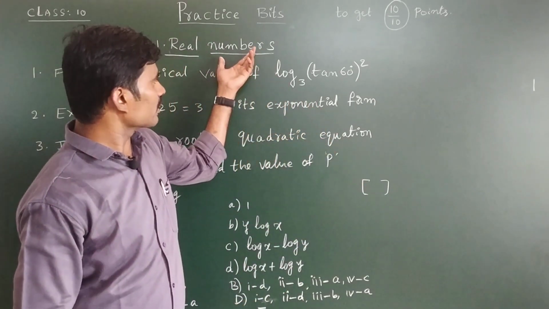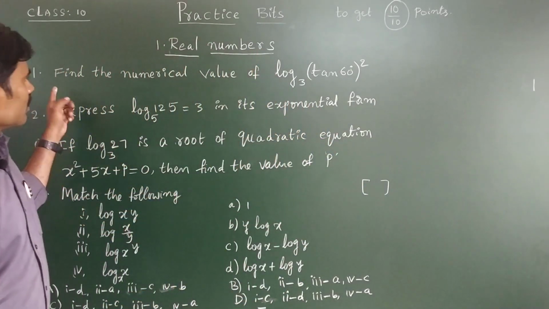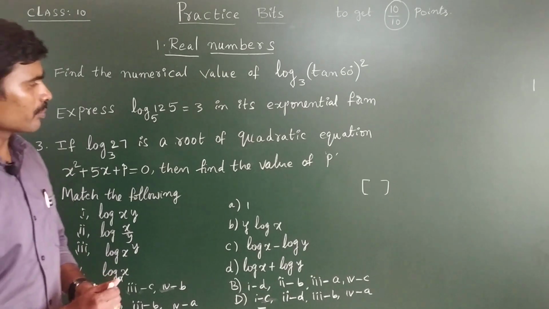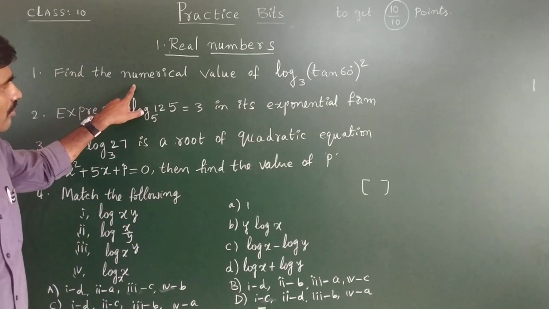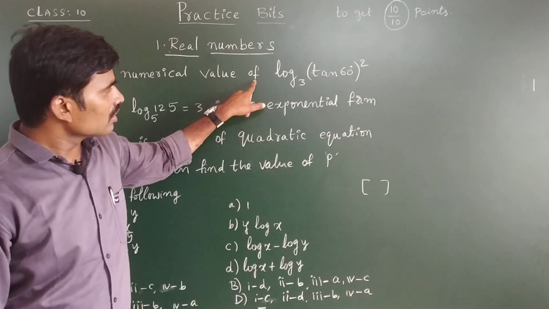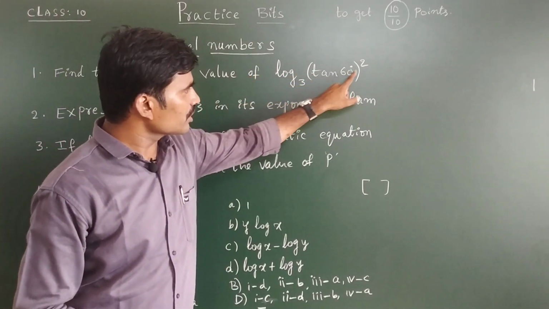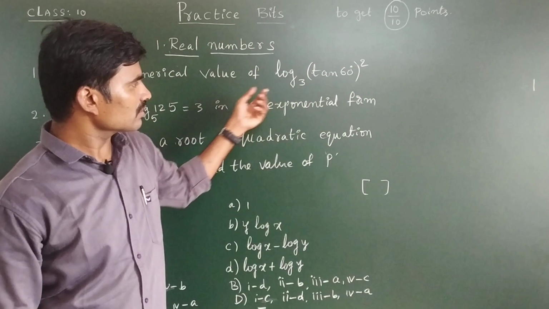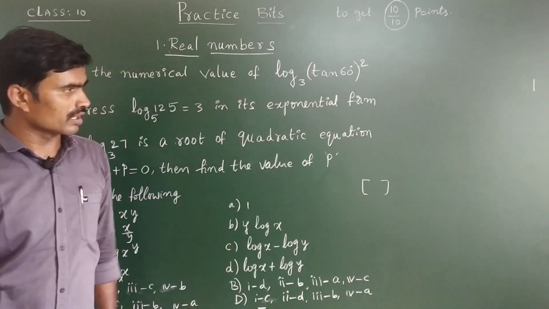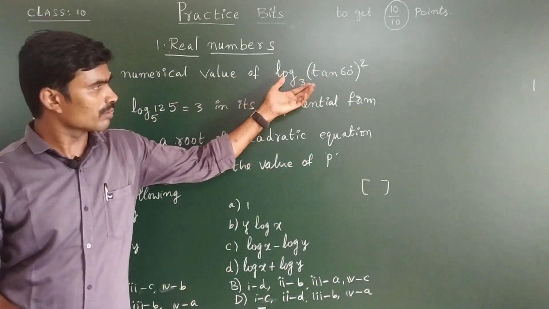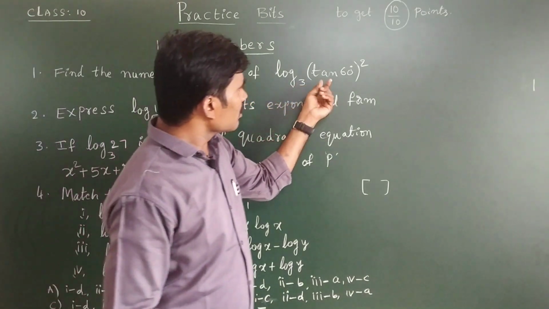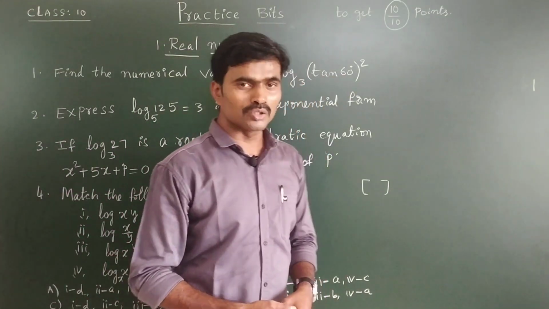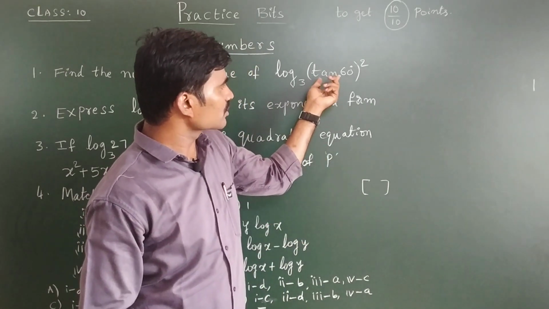First chapter is real numbers. In the real numbers, I prepared some bits. The first one is find the numerical value of log tan 60 whole square base 3. This depends on logarithms and also trigonometry combined definition. Observe this. First of all, we have to know the value of tan 60.